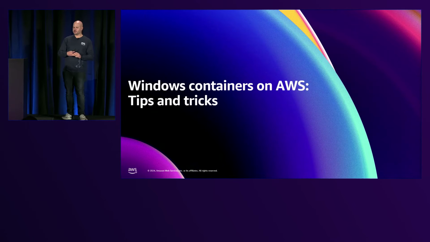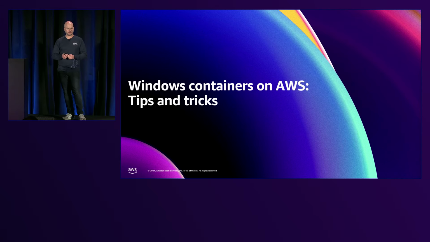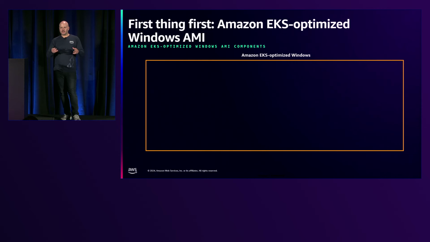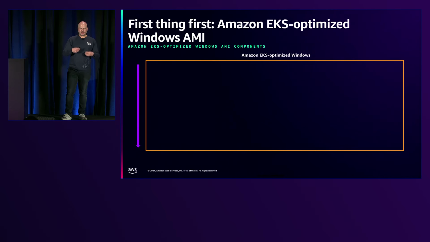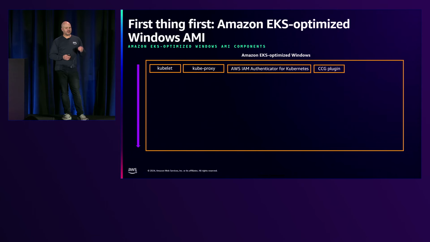So let's explore some of the strategies we can use to improve the experience of running Windows containers on AWS. To run a Windows container on Amazon EKS, the underlying host needs to be running Windows Server, of course. AWS provides an Amazon EKS optimized Windows Server Amazon Machine Image, or AMI, that makes this really easy. So let's take a look at how that AMI works. We have the kubelet, which facilitates communication between the worker nodes and the EKS control plane. And we have the kube-proxy, which acts as a network proxy for managing the network rules for routing traffic within the cluster. The AWS IAM Authenticator for Kubernetes relieves the need to manage a separate set of credentials for Kubernetes access by leveraging AWS IAM roles instead.